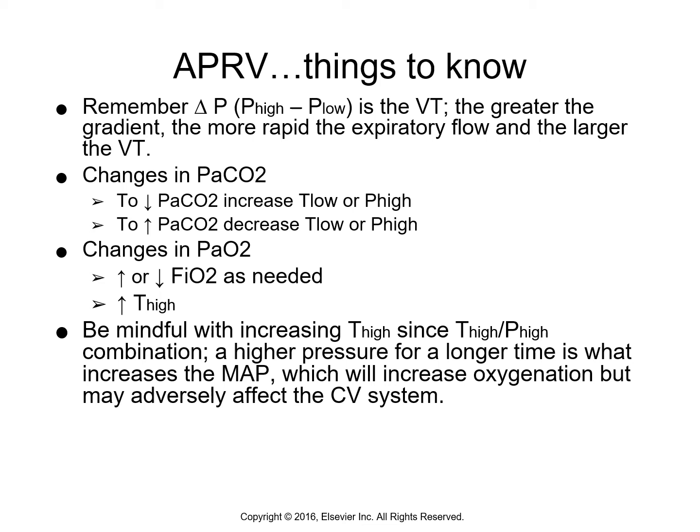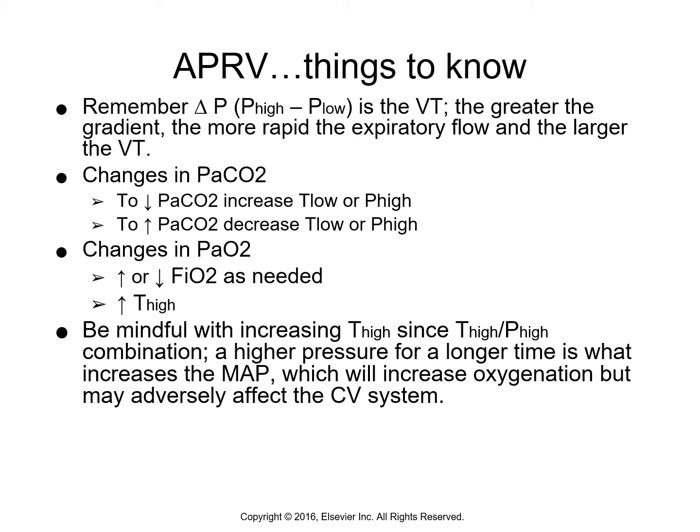If you want to increase your CO2, you're going to decrease your T low, which makes you retain more CO2 because you're not allowing a very long time on that T low, or you're going to bring down your P high to make a smaller gradient. For changes in your PaO2, you may want to increase or decrease your FiO2, possibly increase your T high if you want to increase your PaO2.